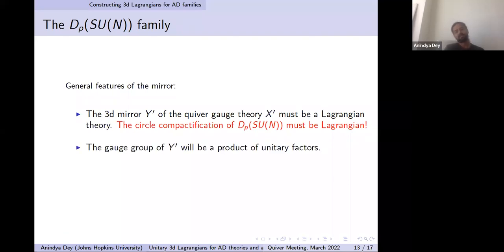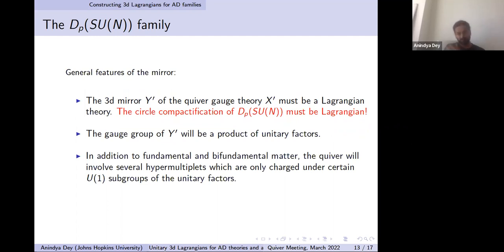Secondly, it tells you that the Lagrangian must be such that the gauge group is a product of unitary factors. And in addition to fundamental and bifundamental matter, the quiver will involve several hypermultiplets, which are only charged under certain U(1) subgroups of the unitary factors. Another way of saying it is that it will have several hypermultiplets, which transform in the determinant or anti-determinant representation of various U(N) factors.